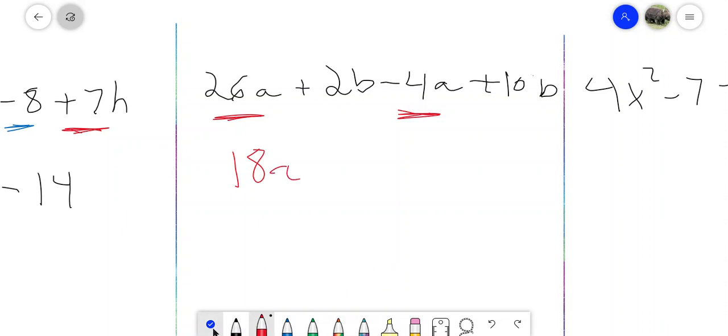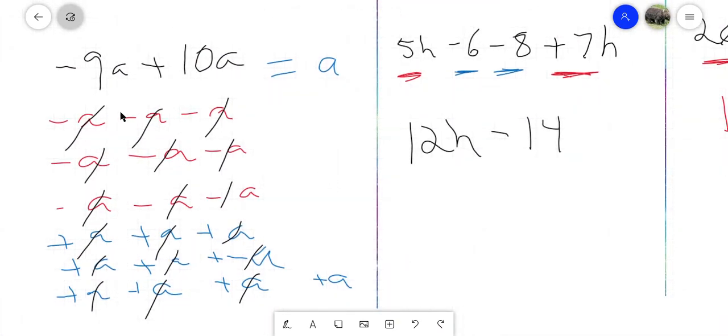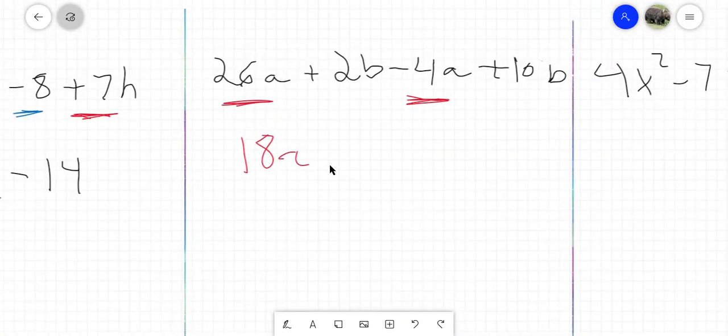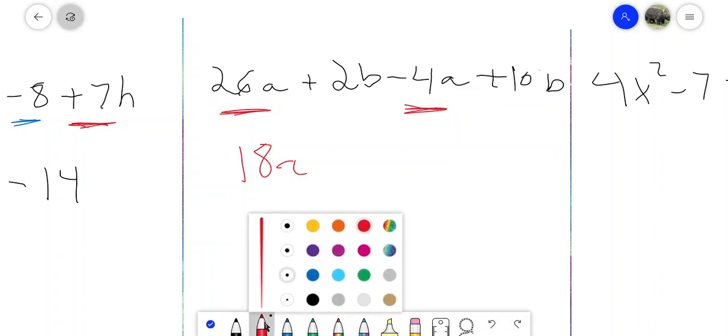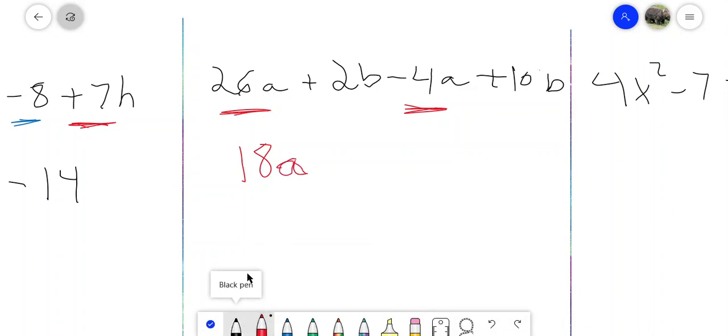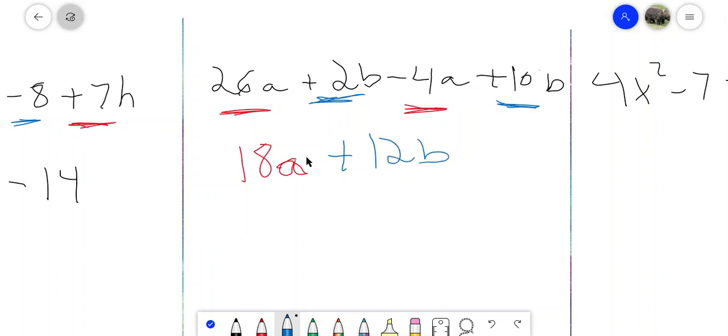Just like over in this example, how the negatives cancel out some of the positives. If we took away 4 negative a's and paired them with 4 positive a's, we'd have 22 a's left over. So now let's collect the b's. Let's do that in blue. Right here we have 2 b's, and right here we have positive 10 b's. So altogether we have 12 positive b's. So now this expression has been simplified from 26a plus 2b minus 4a plus 10b to just 22a plus 12b.